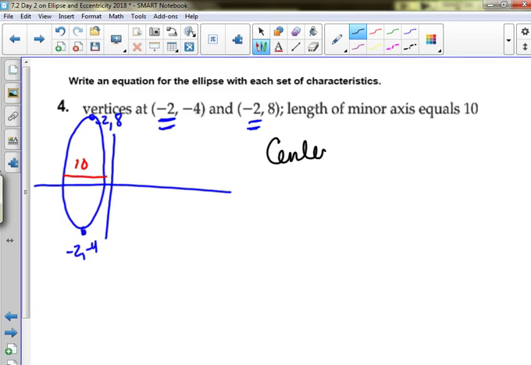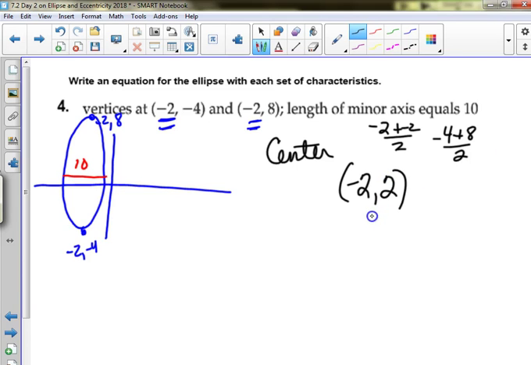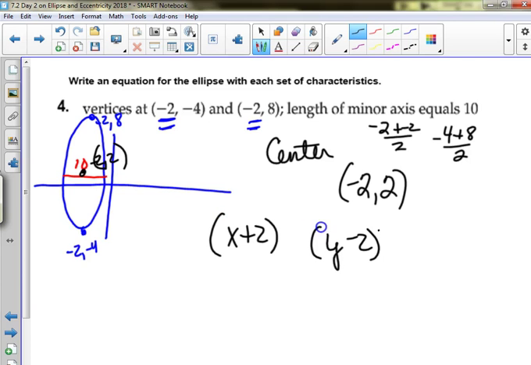Who's got a center for me? Negative two, positive two. Someone get that for the center? We're almost done then, right? So we're going to have an x plus 2 and a y minus 2. And it's a plus and it's equal to 1. Now what? Underneath the y, he said is 36. Where did we get that?